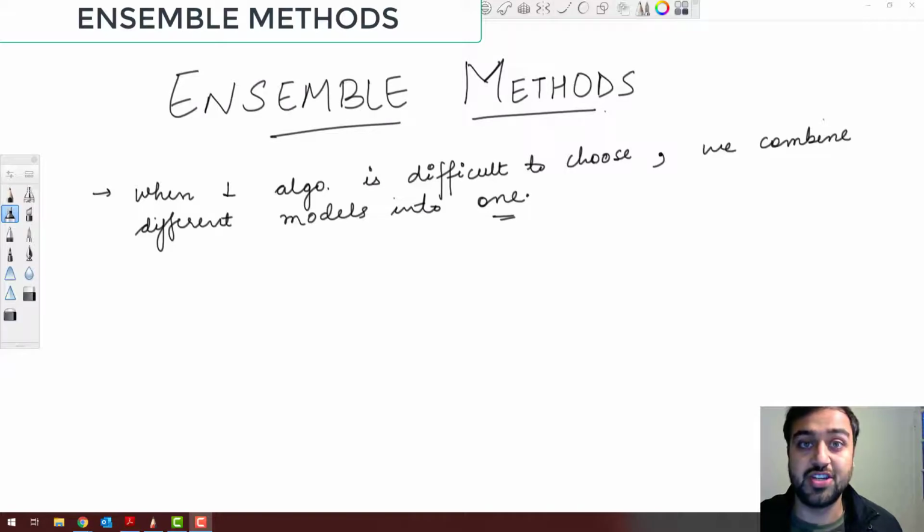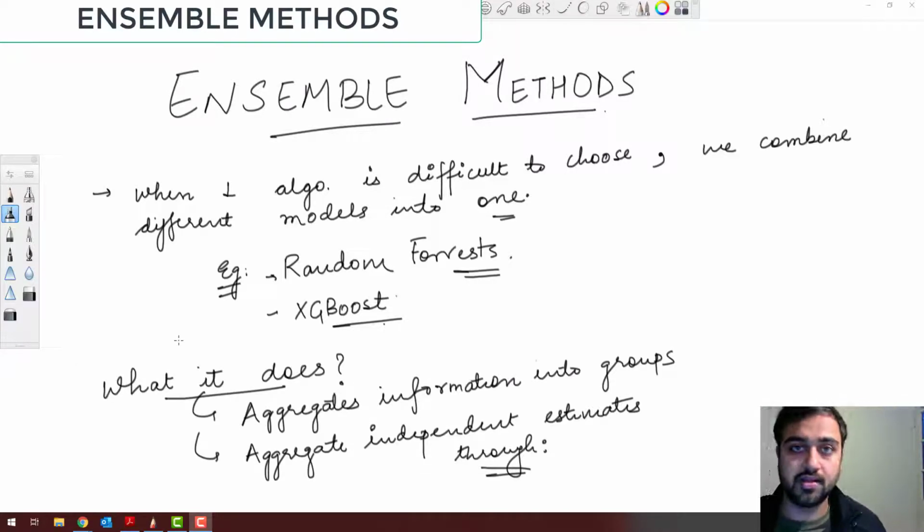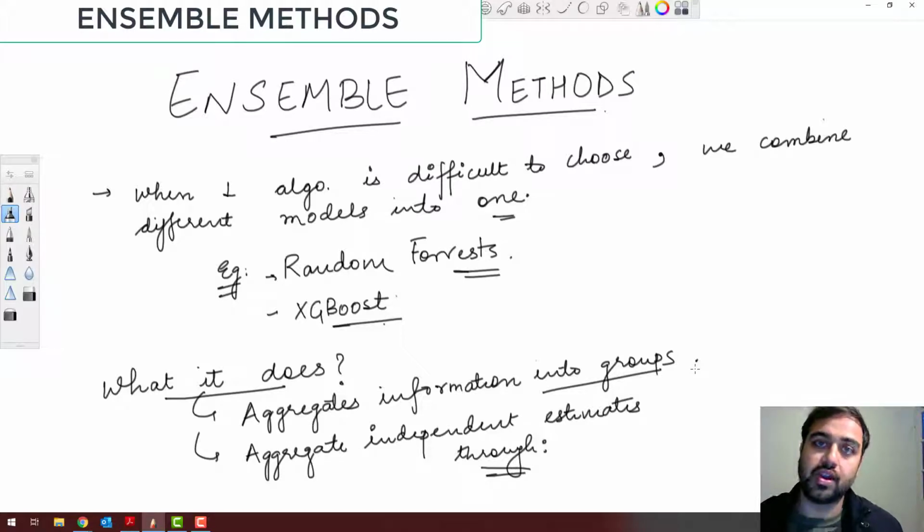Another example would be Boost. So what does an ensemble method do? Basically, it aggregates information into groups, where one group holds information of one kind. Those groups are then used to train another model through which you get your output, right? You aggregate your independent estimates through a weighted and an unweighted average, right? Let's say in a random forest, each decision tree is associated with a particular weight. That weight defines the output that the random forest gives.